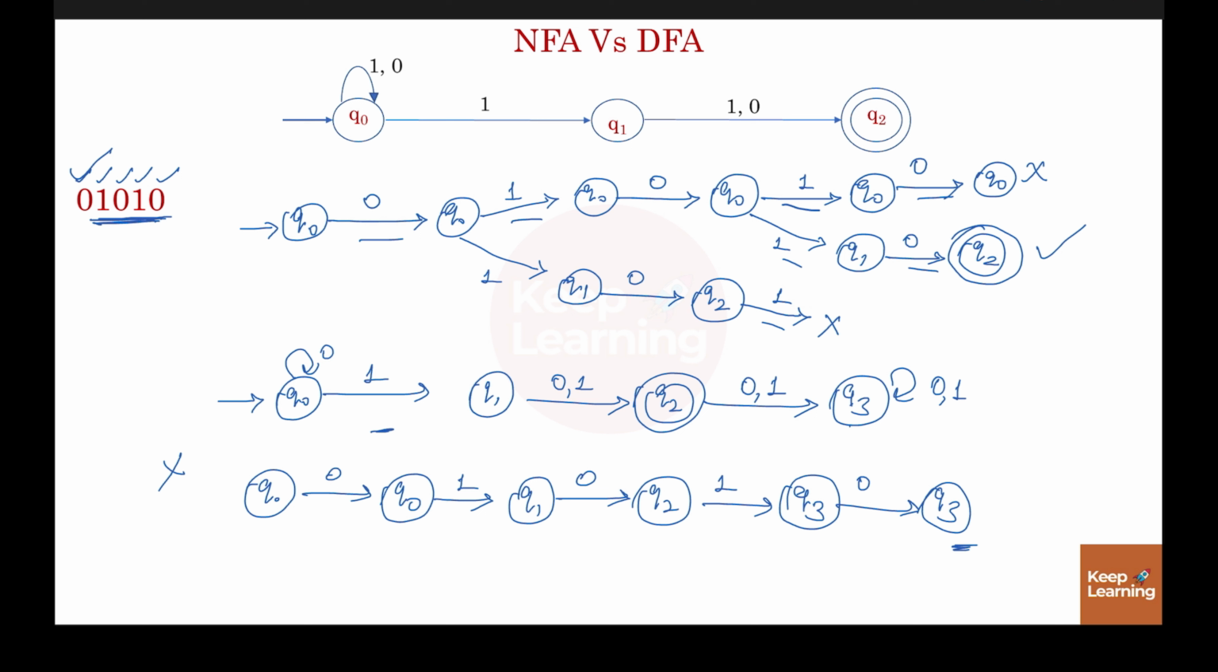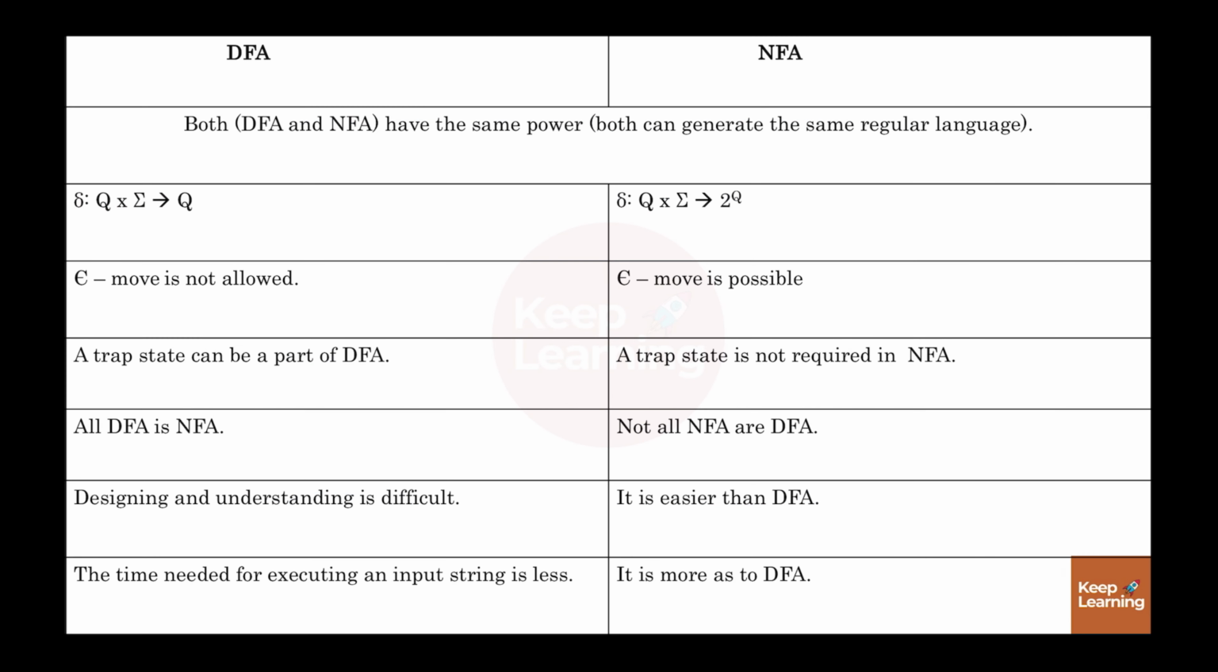And that's why we say processing a string using an NFA is more time consuming than a DFA, but construction of an NFA is much easier than construction of a DFA. Now let's discuss the differences and similarity between DFA and NFA. The first and very important point is both DFA and NFA have the same power. It means they both can recognize the same regular language. So this is the similarity between DFA and NFA.